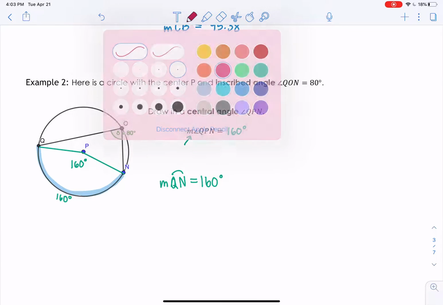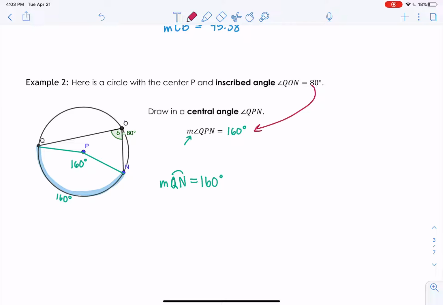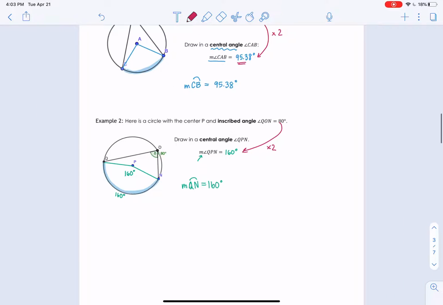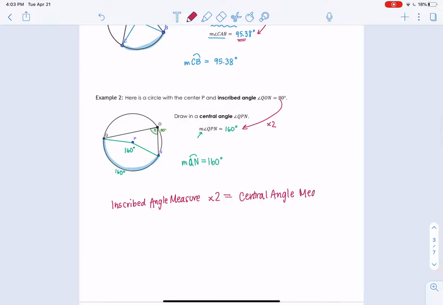So let's again do some noticing. It's going from 80 to 160. That's also times 2. So what we might notice is that the inscribed angle measure times 2 is equal to our central angle measure. And this is also equal to our arc measure.